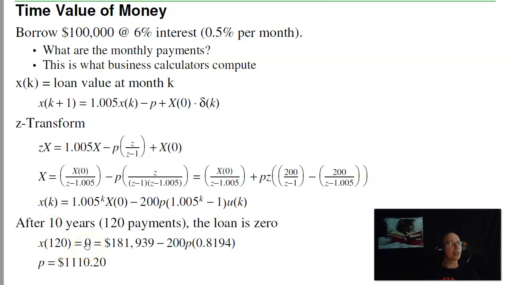The loan's paid off. So that'll be 0 is 1.005 to the 120 times the initial value minus 200 times (1.005 to the k minus 1). Solve for p. The payments are $1,110.20. That's really what a business calculator does. A business calculator, you plug in the loan amount, the interest rate, the number of payments, and it calculates the monthly payments. The way it does that is Z transforms.